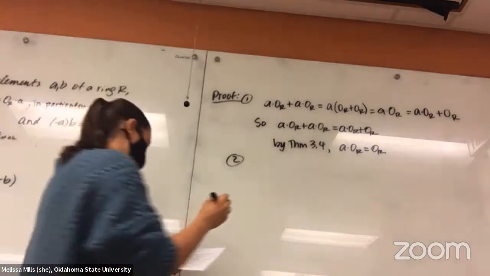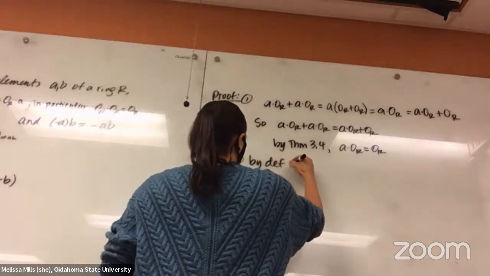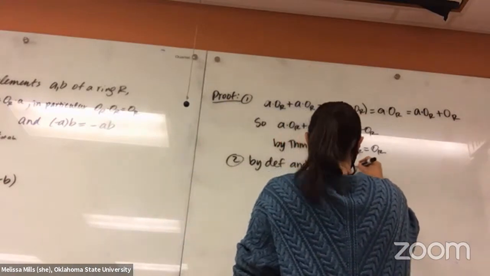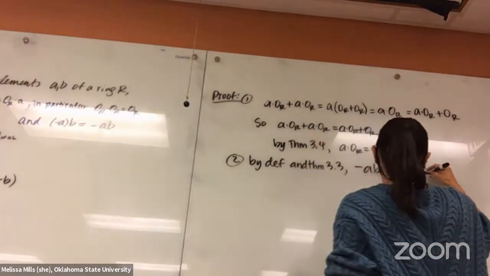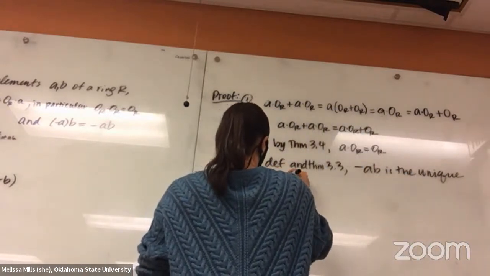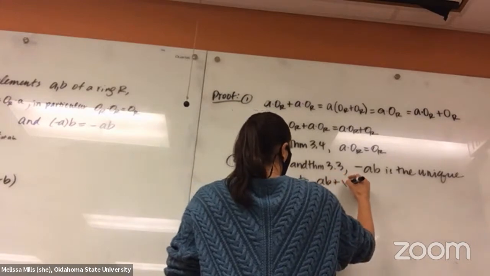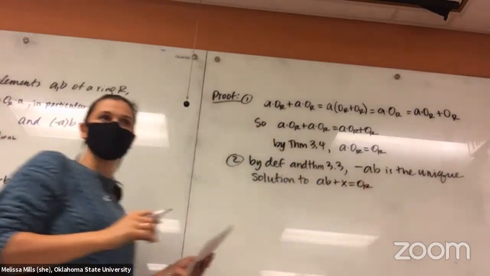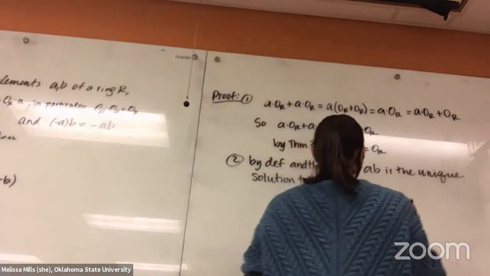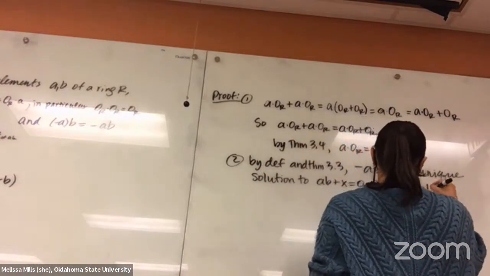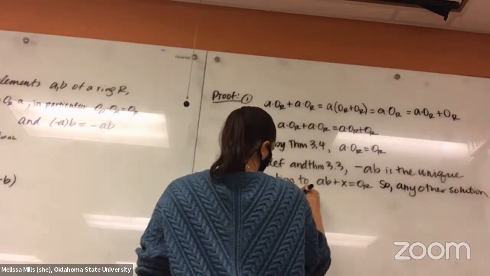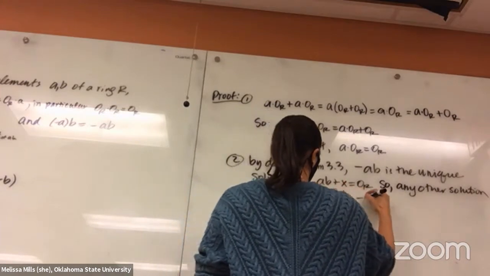Okay, so let's say by definition and theorem 3.3, negative AB is the unique solution to AB plus X equals 0R. Agreed? Yeah. So any other solution must be equal to minus AB. Right?